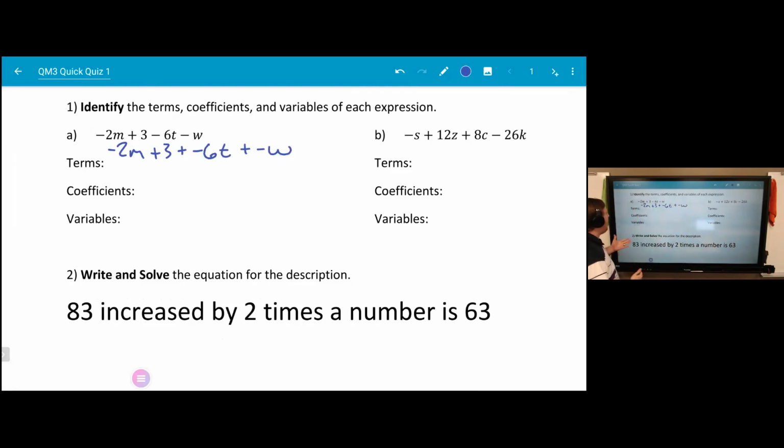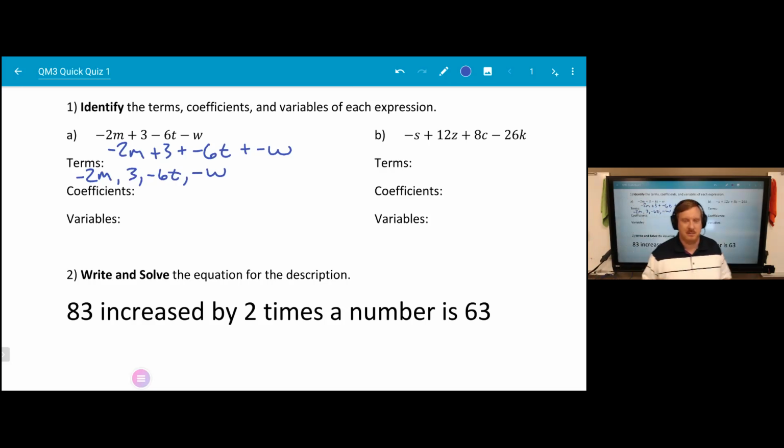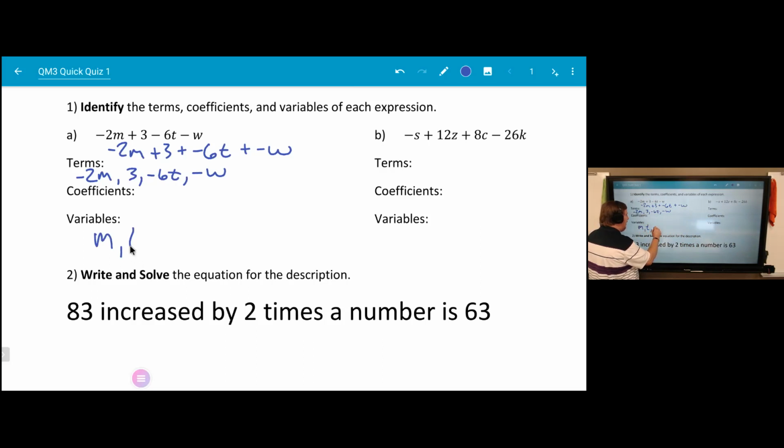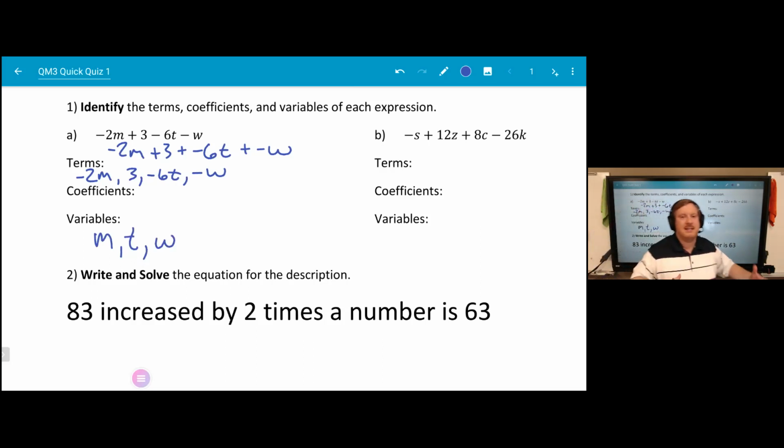The things that are added together are my terms. Negative 2m, 3, negative 6t, negative w. Those are the things that are added together. Those are my terms. Now, I like to go with the variables next. What are my letters? In this case, I've got m, t, and w. Notice how I didn't attach any numbers or the positives or negatives to this. I'm just identifying the variables.